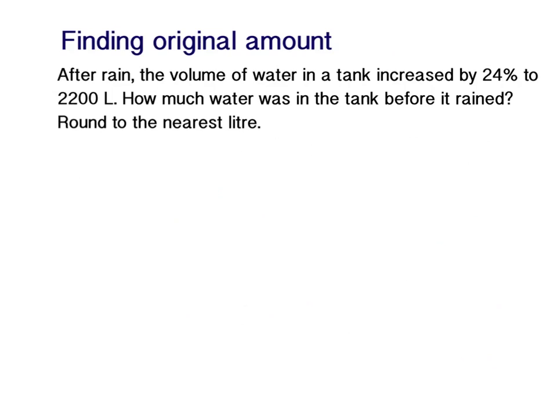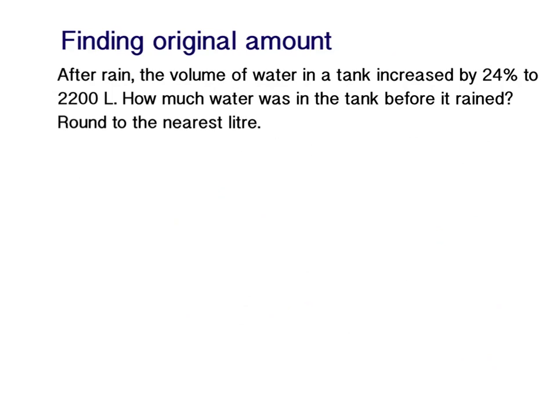When you're finding the original amount, this question says, after some rain, the volume of the water in a tank increased by 24% to reach 2,200 litres. How much water was in the tank before it rained? Round to the nearest litre. So there was some water in there, plus the tank increased by 24%. Once it increased by 24%, it was 2,200 litres.